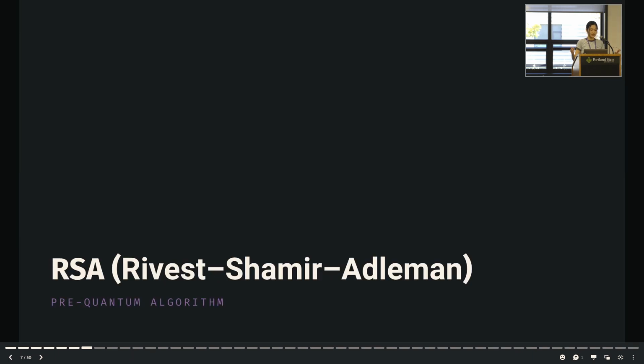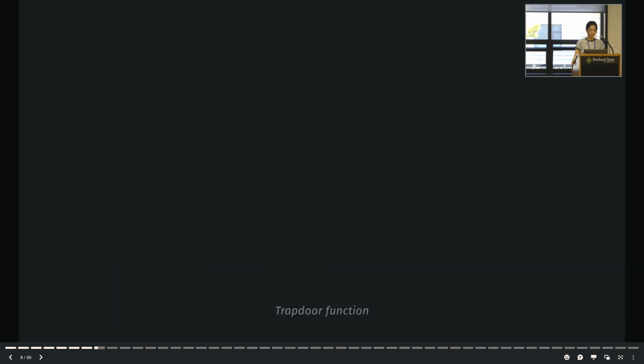But is asymmetric encryption truly safe forever? I'm going to use RSA as an example to explain. It's a very common, fundamental, and widely used asymmetric crypto system. Let's first look at why it was considered secure, and then see why it is going to be in danger if Q-Day arrives. RSA is an example of a trapdoor function, which means that it's easy to compute in one direction, but extremely difficult to reverse.